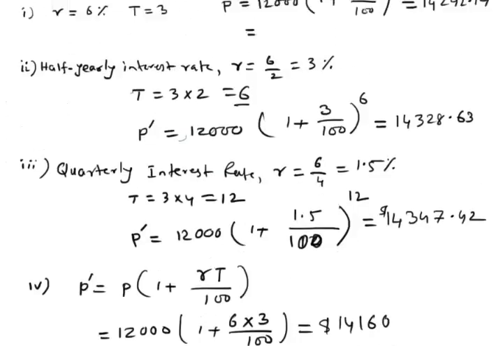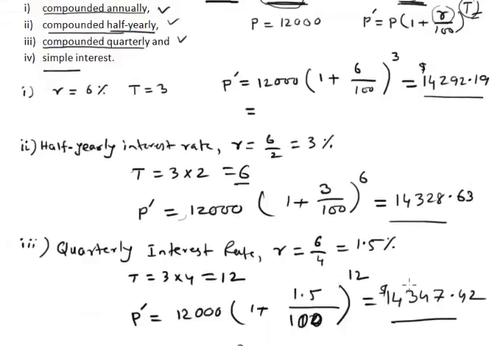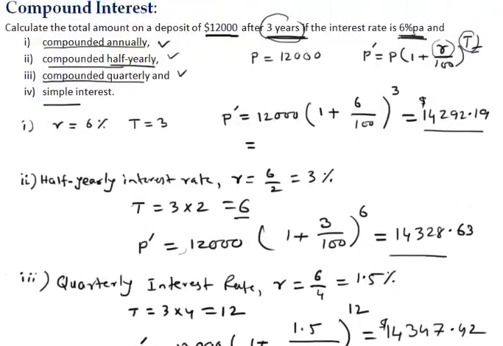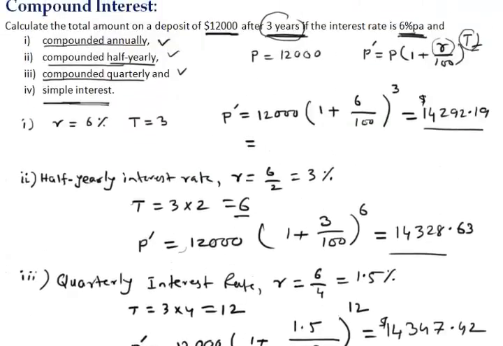So what is the observation from here? We can see the same interest rate, same amount, same time period. If the interest compounds more frequently, this is annually, here half yearly, here quarterly, then the final amount increases. And with the same interest rate, if the interest does not compound, that is simple interest, then the final amount is definitely less than the corresponding compound interest amounts.